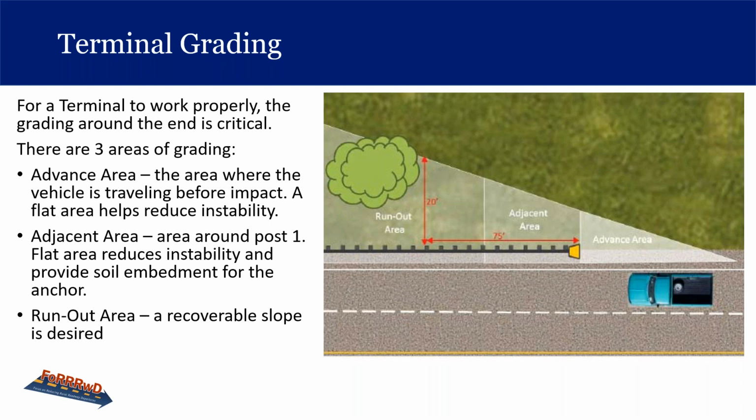For a terminal to work properly, the grading around the end is critical. There are three areas of grading. You have the advanced area here on the far right. This is the area where the vehicle is traveling before impact. It's a flat area that helps reduce instability. Then we have our adjacent area, which is the area around post 1. Flat area reduces instability and provides soil embedment for the anchor. And in the run out area, a recoverable slope is desired.